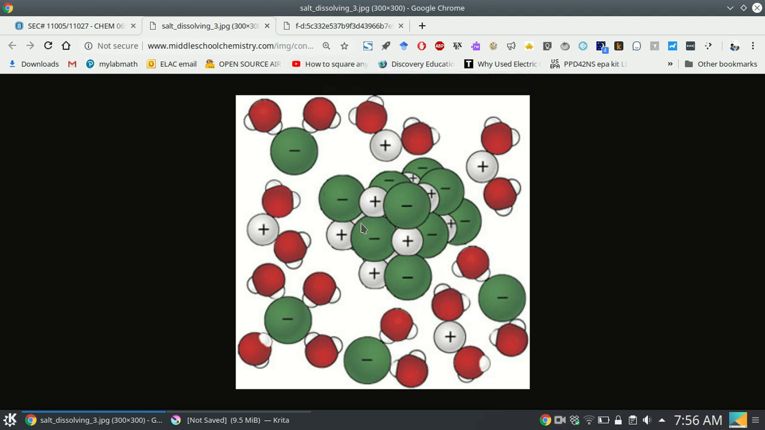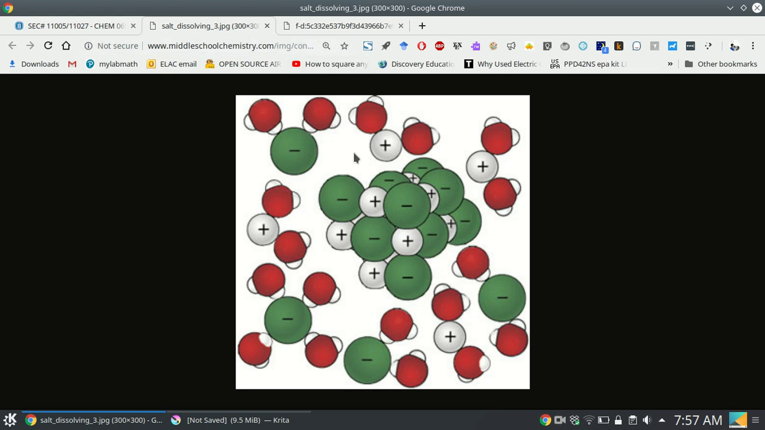This is a picture of water dissolving salt. The negative is the chloride ions and the positive is the sodium ions. Now when water dissolves salt, or when water dissolves any ionic compound, you could see from this picture that the positive ions get separated from the negative ions. This isn't fully dissolved yet, but when this is fully dissolved, there will be no negative ions touching positive ions. Every ion will be completely surrounded by water molecules. That's how water dissolves ionic compounds.